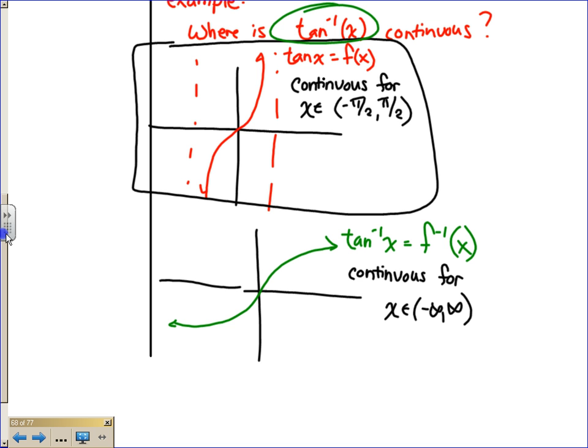But if you had the picture, you could look at it and say, oh, he's continuous everywhere. All real numbers, negative infinity to infinity. Just a little application, and also a reminder of what tan inverse looks like. One of those random ones that could come up from time to time.